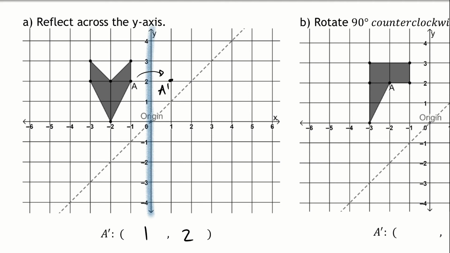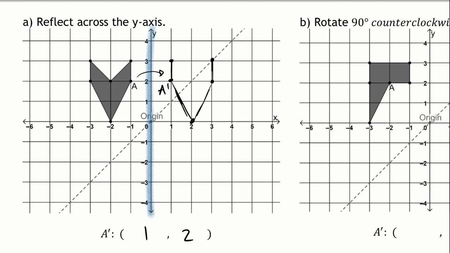This point will get mapped to here. This point will be mapped 3 units away from the line of reflection, (1, 3) here. And then I go down and this point. So this is the image after the reflection.